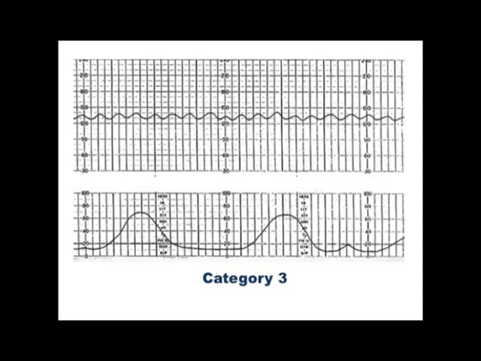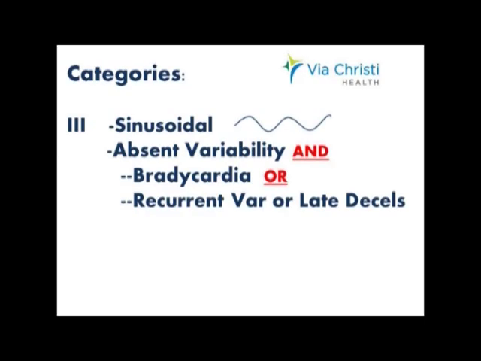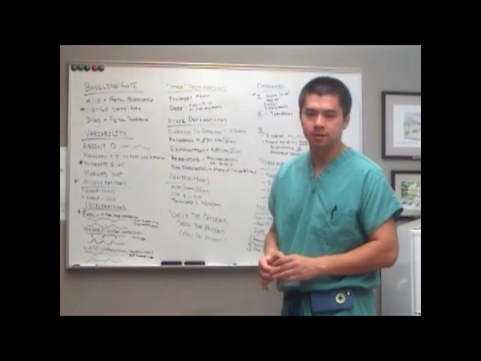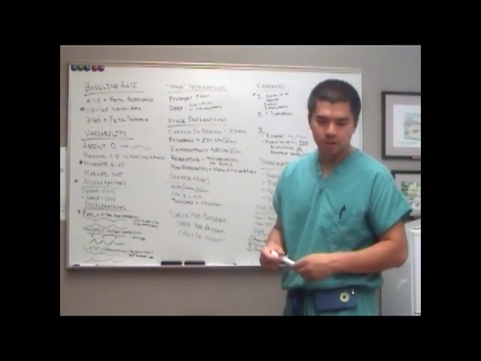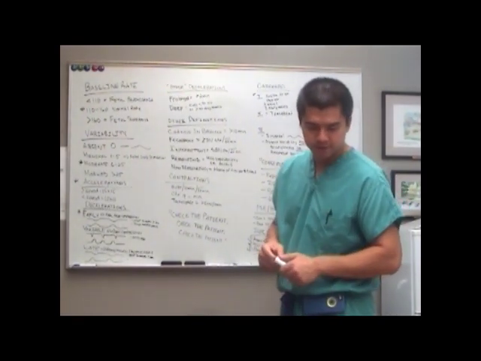And so category 3 is one of two things, as I mentioned before. It's either sinusoidal or absent variability plus either bradycardia or recurrent variables or late decels. So very strict definition. This we know is bad.